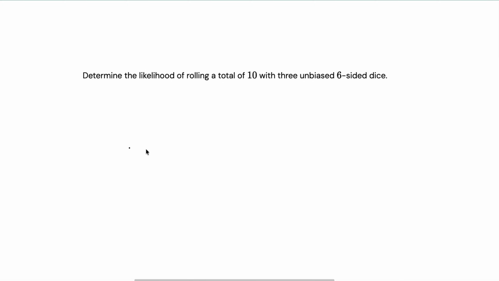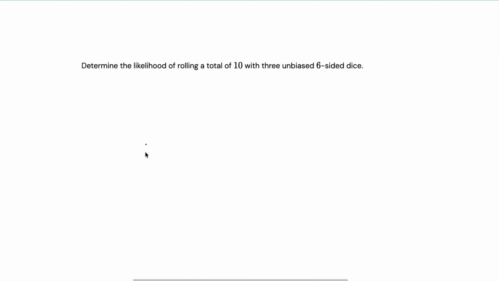Likelihood of rolling a total of 10 with 3 unbiased 6-sided dice. So think from first principles here. The sum has to be 10. So how do we compose a sum of 10 using 3 values? And each value can be 1 to 6.